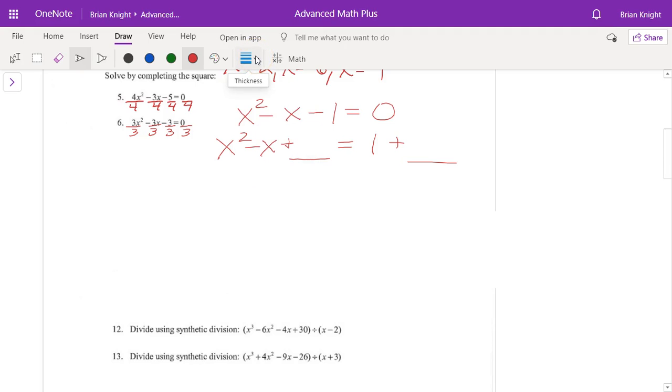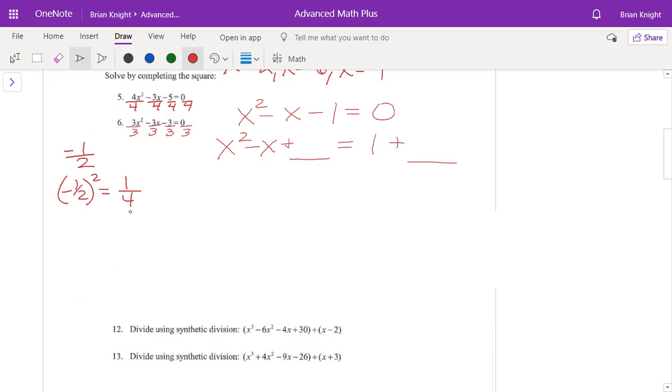All right. What is my b? Negative 1. What do I do to it? Divide by 2. Divide negative 1 by 2. Well, that's just negative 1/2. What is negative 1/2 squared? 1 squared is? 1. 2 squared is? 4. 1/4. Okay? Everybody good with that?